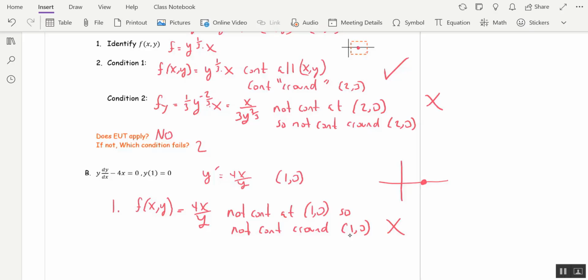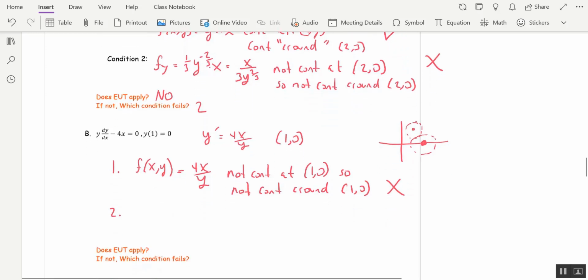In order for this function to be continuous, I need to be at a point that's away from the x-axis. So if this were up here at this point, yeah, as long as I stay away from the x-axis, I'm okay. Unfortunately, I'm on the x-axis, so there's no way I'm going to be able to be continuous around that point. Condition 2 is almost irrelevant because as long as condition 1 fails, we know the EUT doesn't apply, but let's just check it anyway.